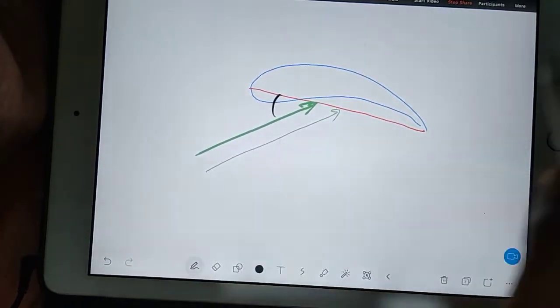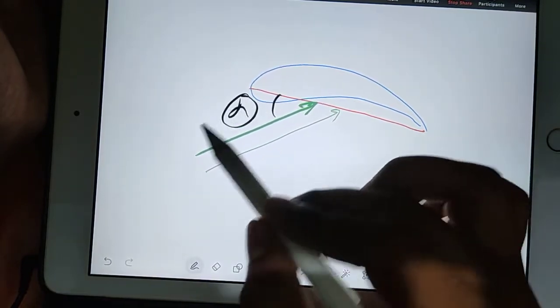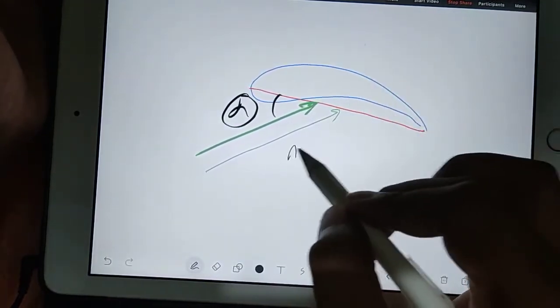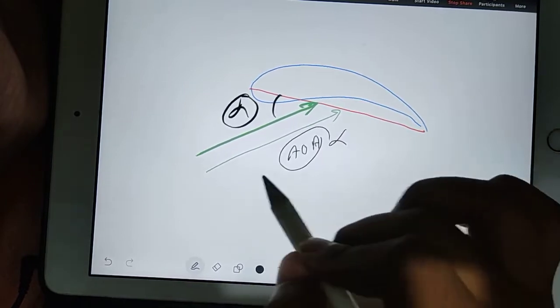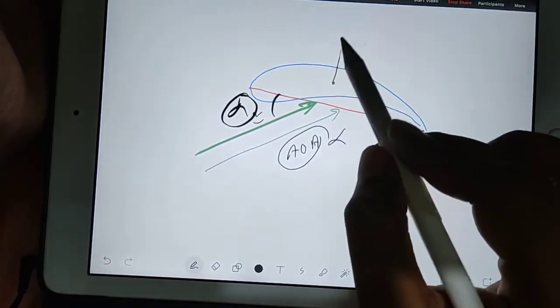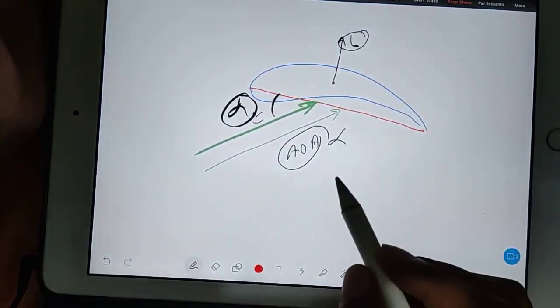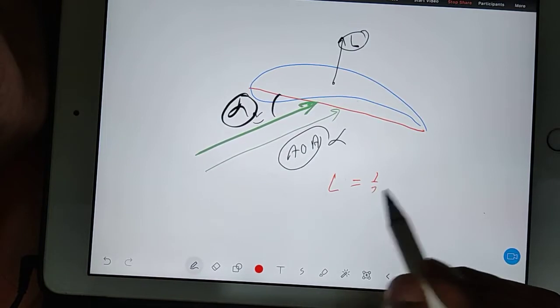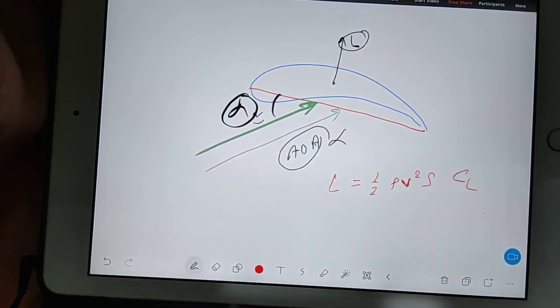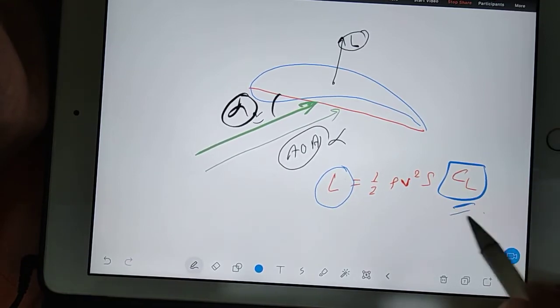That angle only we call as angle of attack. So, very popular symbol: alpha. Alpha we use for angle of attack, or you simply say AOA, alpha. If angle of attack will increase, then because of that, lift increases on the airfoil. Why does lift increase? Because lift formula is half rho V square S CL. So in this lift, CL comes into picture. What is CL? Coefficient of lift.